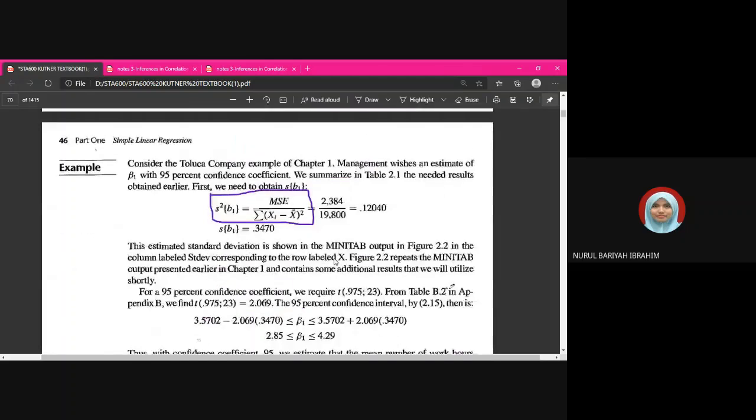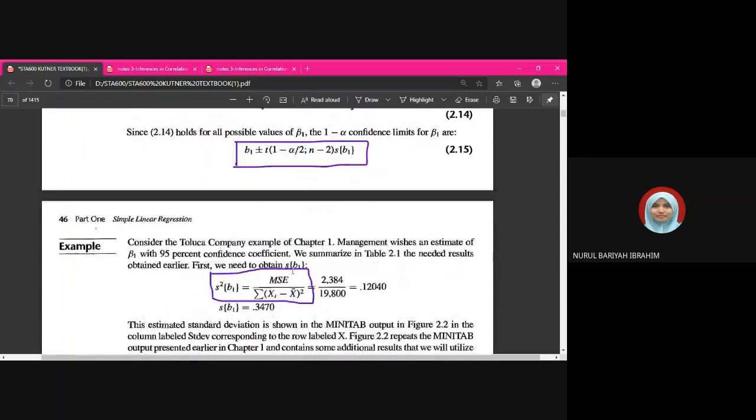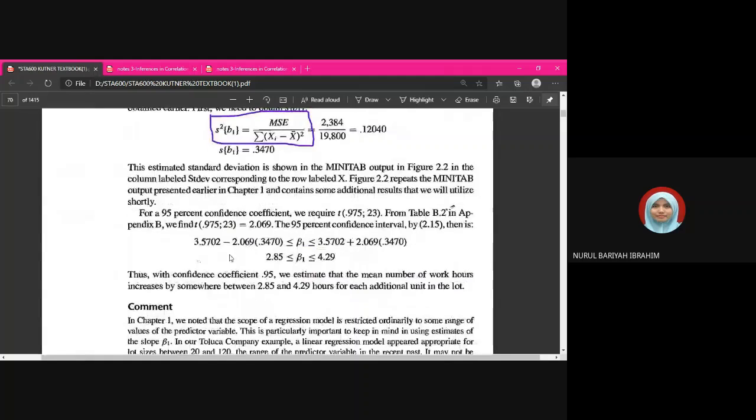Dekat sini, kenapa dia jadi t 1 minus alpha over 2? Sebab t-table dekat belakang textbook ni adalah table less than. Tapi kalau gunakan table merah, table more than. But in exam nanti, you kena proceed dengan statistika table merah. But actually boleh juga kalau nak gunakan table lain yang you ada, since kita ODL, boleh gunakan table yang lain.